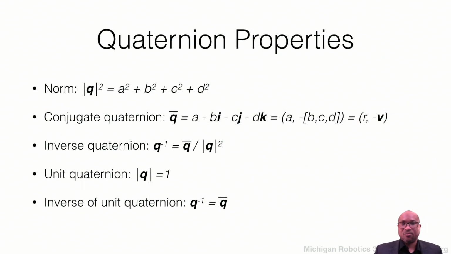There are certain properties that we should remember of a quaternion. There's the quaternion norm, which is the sum of the squares of the individual scalars. There's the conjugate quaternion, which is the negative of the imaginary vector. The inverse quaternion takes our conjugate quaternion and divides by the squared norm. And then our unit quaternion has a norm of 1, and the inverse of the unit quaternion is just our conjugate quaternion.